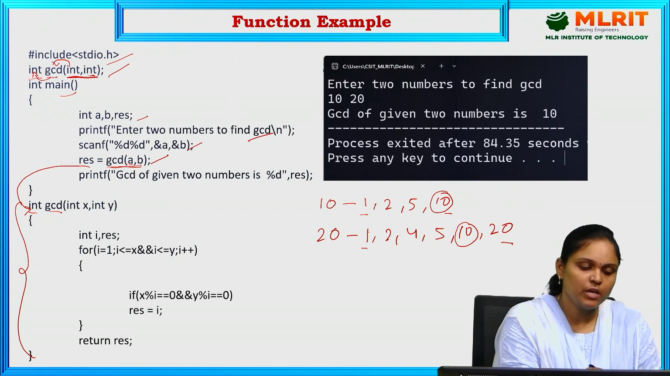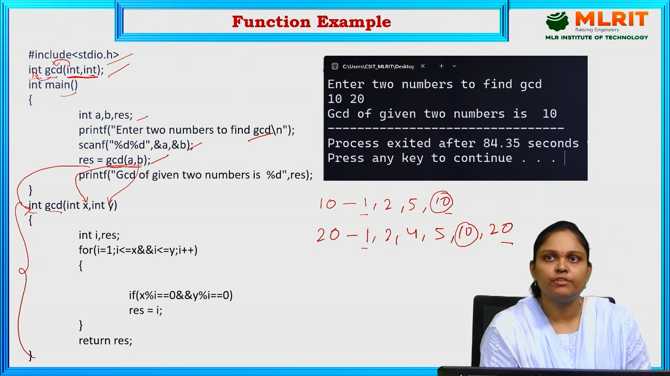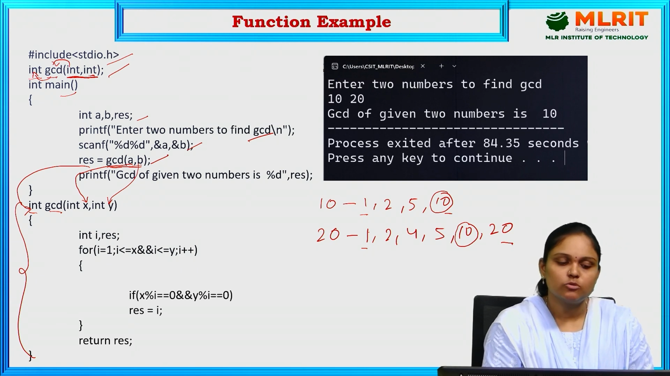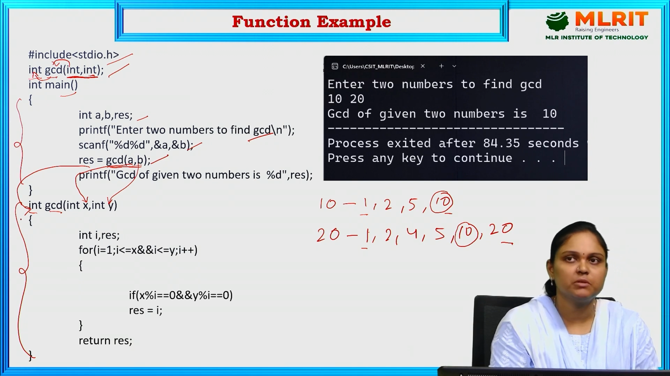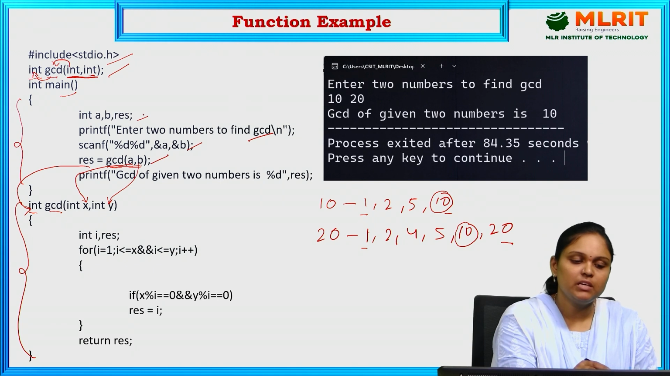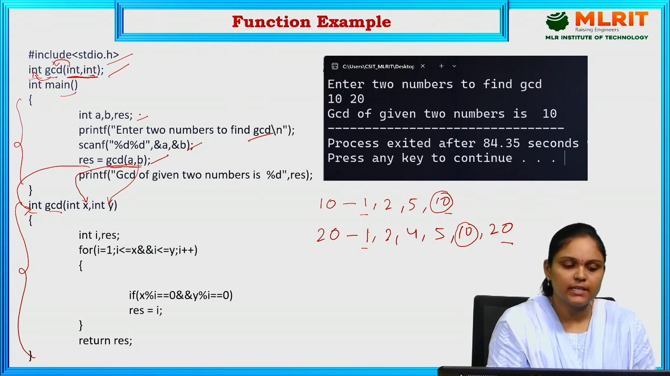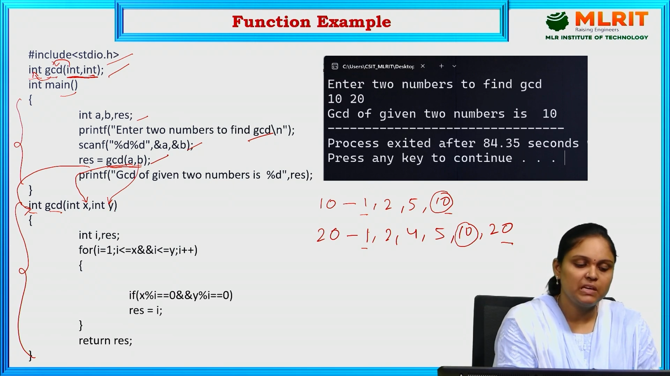So A will be copied to this X value and B will be copied to this Y value. Here two different memory locations will get allocated. For the main function, the memory is different, and for the user-defined function, the memory that gets allocated is different for its variables. So for A and B, somewhere the memory will get allocated, and for X and Y, somewhere else the memory will get allocated. The A value will be copied to X and the B value will be copied to Y.